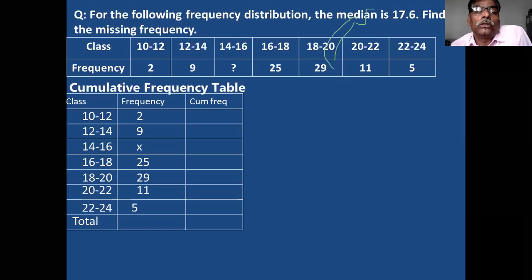Next, you take the total of this. From the bottom or from the top, you start the totaling. 2 plus 9, 11. 11 plus x, 11 plus x. There is no change. Remember this, not 11x. Then 11 plus x plus 25, that is 36 plus x. 36 plus 29, 65, 65 plus x. 65 plus 11, 76, 76 plus 5, 81. Otherwise, you take the total.